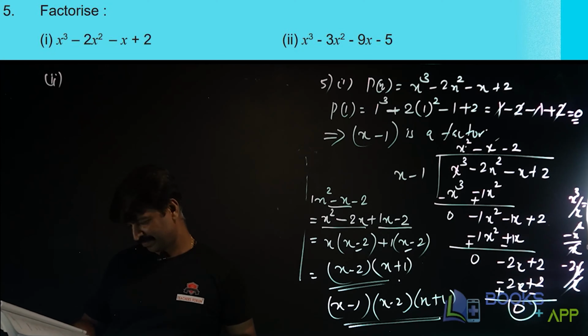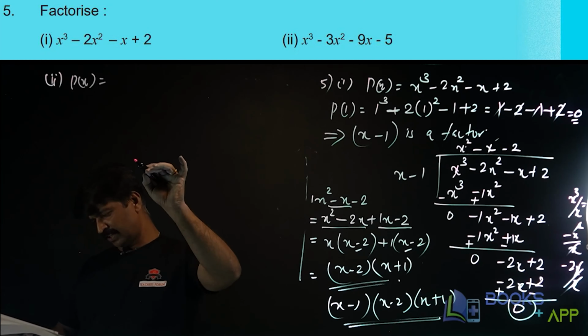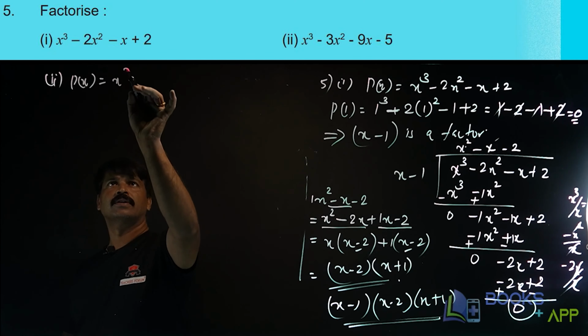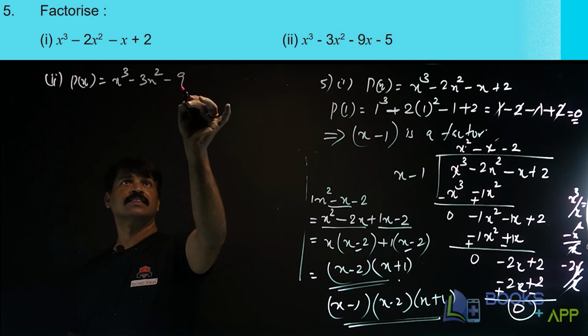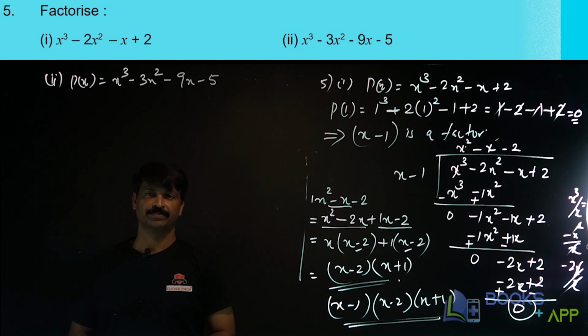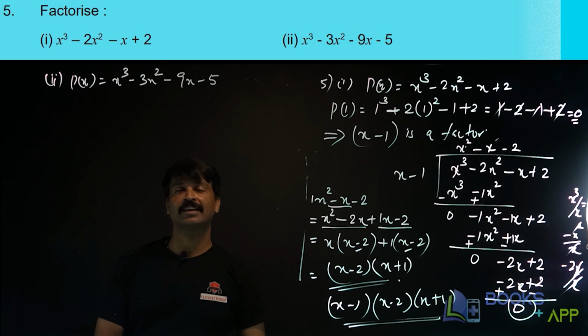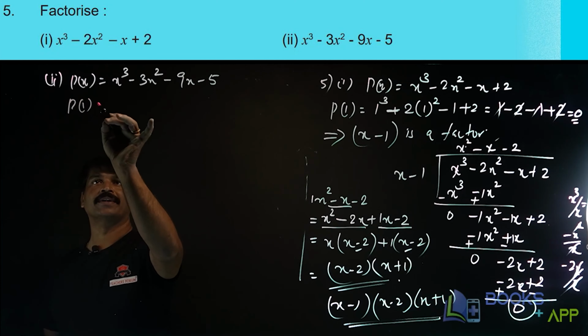Now let us solve one more problem. Okay, the second one. So you have to factorize. It is given that p of x is equal to x cube minus 3x square minus 9x minus 5. So you have to factorize it. So what do you have to do? By trial and error method, you have to find the first factor. Let us find p of 1.